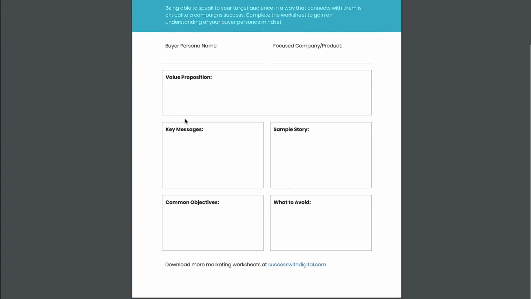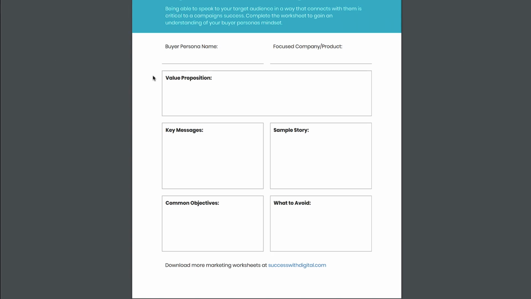And so the first box here is the value proposition, and this is all about the value that you would explain to them as to why they would need your product or service, or what the end result is that they're going to get from having this product or service. So we usually write a quick paragraph here and just kind of map that out.